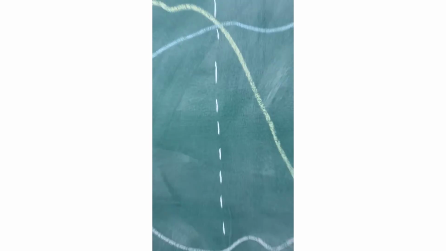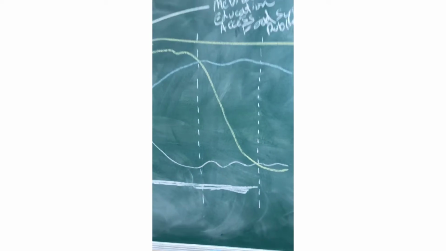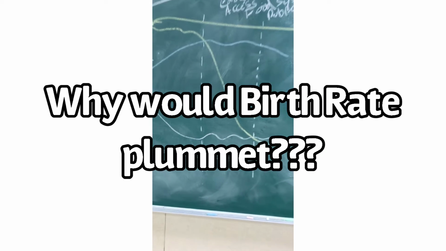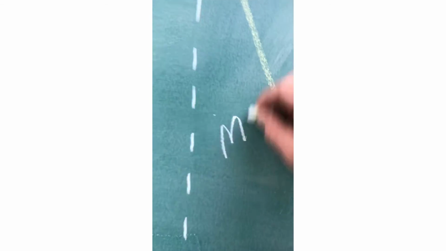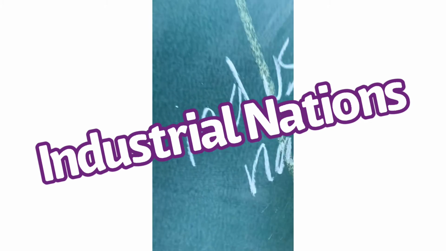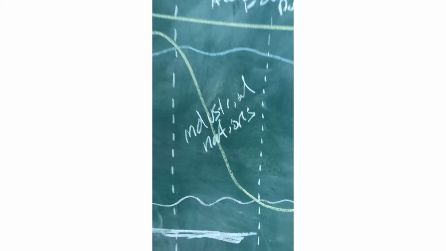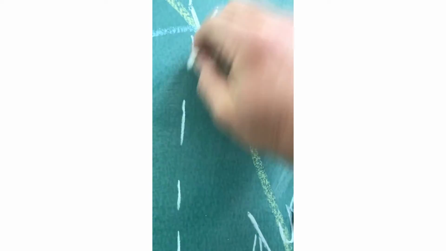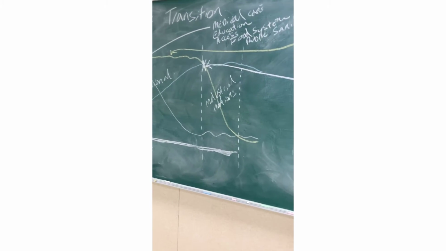Now, you see the major shift here is in this birth rate. Okay, so why would the birth rate fall through the bottom like that? Well, in these industrialized nations, there's a lot going on right here-ish, and I'm going to draw an arrow to that. This is probably where the biggest shift happens. So why would birth rate really start to plummet?